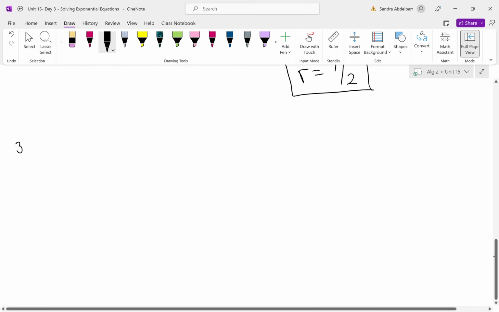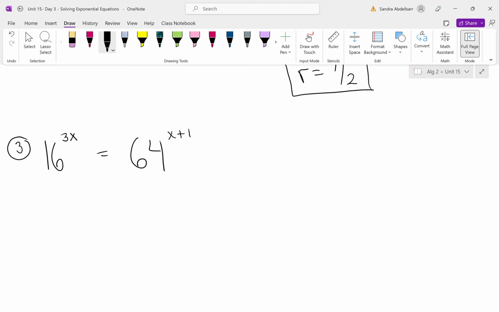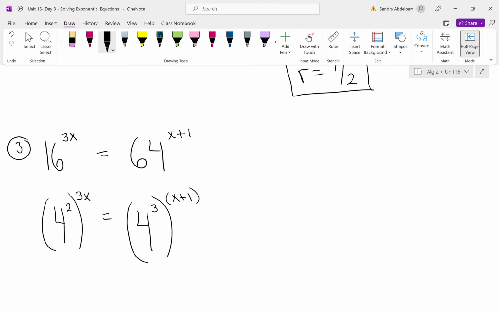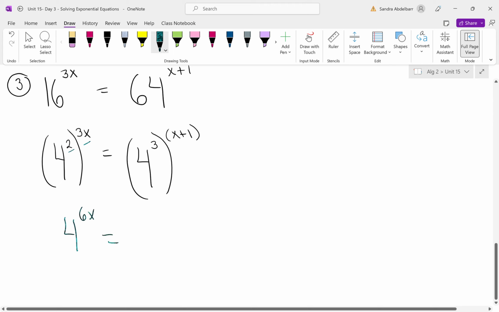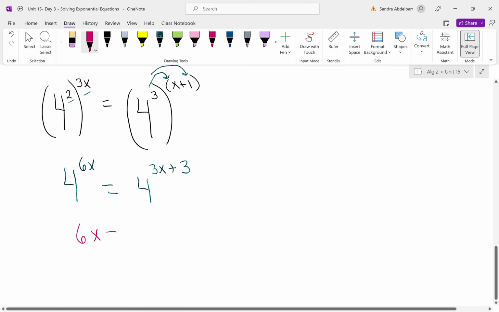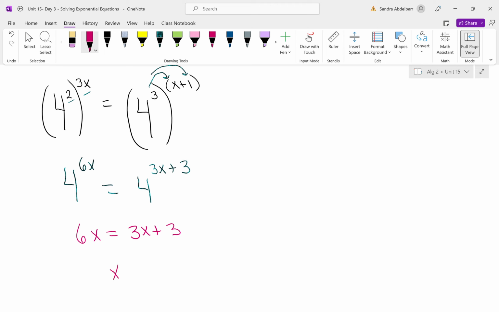Okay, let's do this one. So we have 16 raised to the 3x is equal to 64 raised to the x plus 1. We're going to change these both into a base of what? 4. So I'm going to have 4 to the second raised to the 3x, and then I'm going to have 4 to the third raised to the x plus 1. Power to a power, what do we do? Multiply. So I'm going to have 4 to the 6x. And now when I do a power to a power again, don't I have to distribute that 3 to the binomial of x plus 1? So this is going to be 4 to the 3x plus 3. Now we can set our exponents equal to each other. So 6x is equal to 3x plus 3. And we are going to get x is equal to 1.